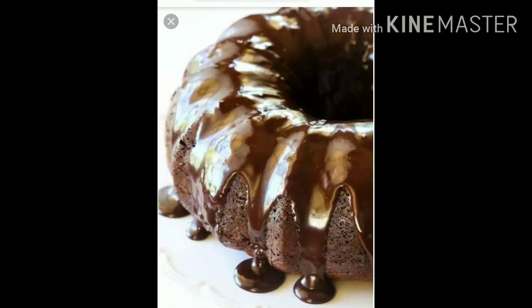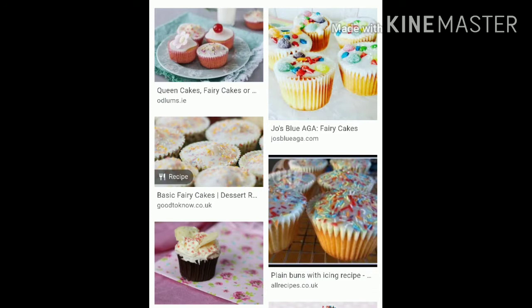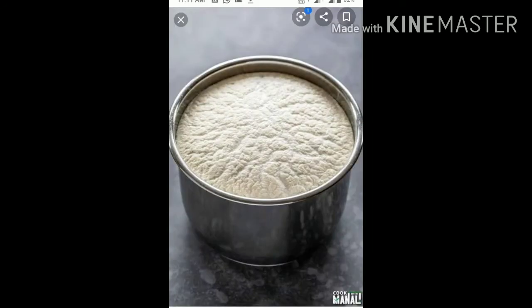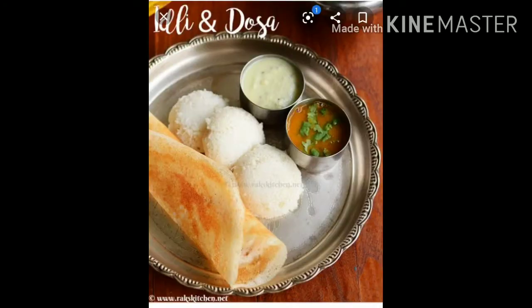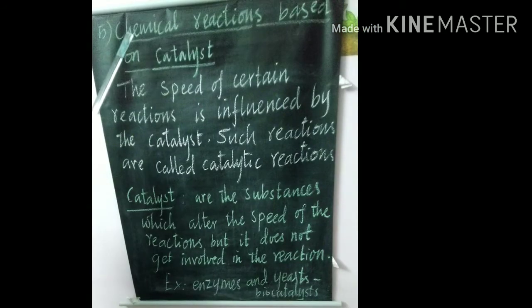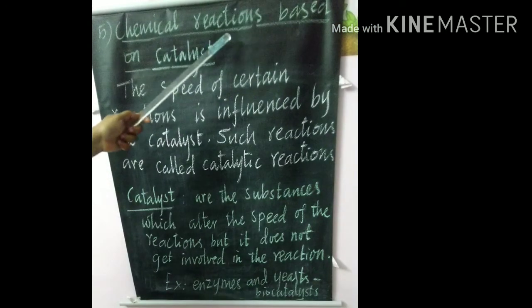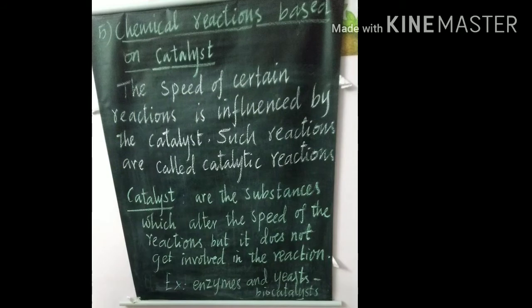Wow, chocolate buns, colorful cakes, puffed and raised buns. See the idli batter, how it becomes raised. Is there any chemical reaction behind it? What would make this chemical reaction? We will discuss this. We will see the chemical reactions based on catalyst.